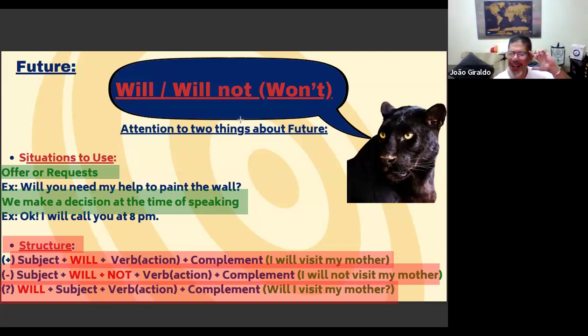Another important thing, just a mention to you, is the contraction form of will. Will plus not goes to won't, the abbreviation of will and not. So, either you use will not separate, or you use the contraction won't, that is the junction of will plus the negative structure not. Very, very simple. Okay, continuing here for you guys.